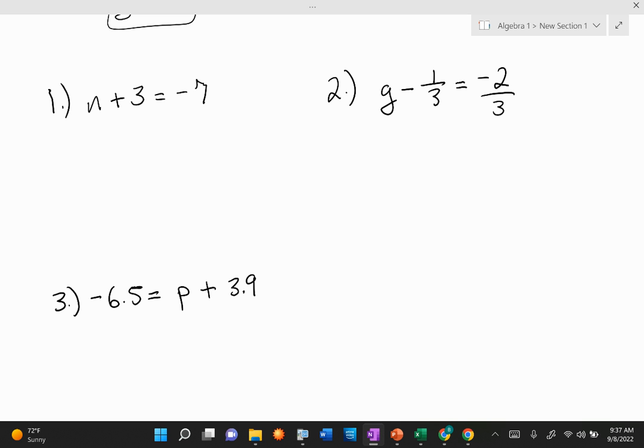Okay, I'm using different variables on all of these for the sole reason that I can bring up that it doesn't matter which variable you use. Okay, if you just use x for all of them, you can use x for all of them.